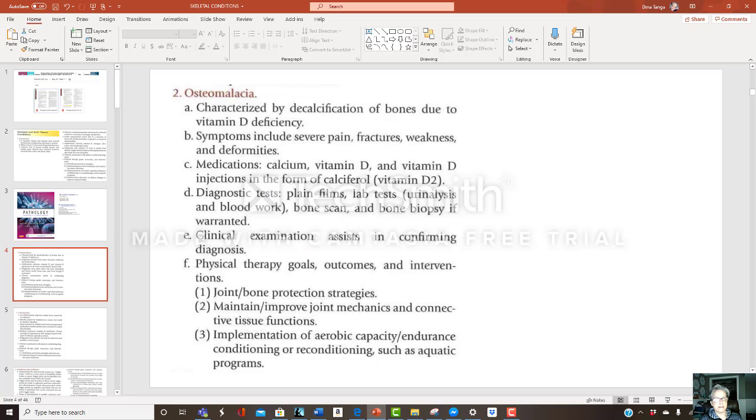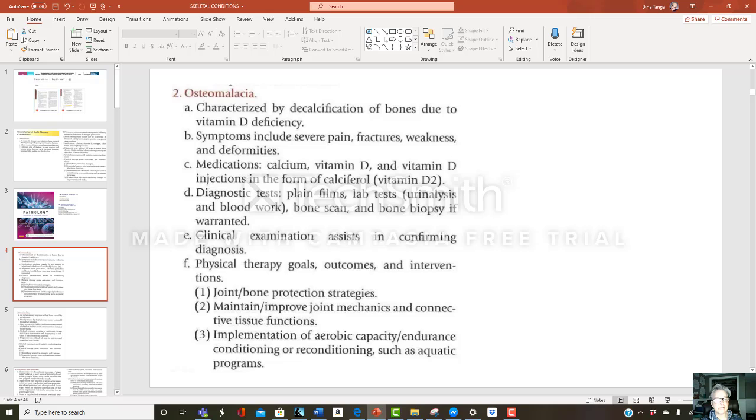Moving on. Osteomalacia, characterized by decalcification of bones due to vitamin D deficiency. Symptoms include severe pain, fractures, weakness, and deformities. Medications: calcium, vitamin D, and vitamin D injections in the form of calciferol, vitamin D2.